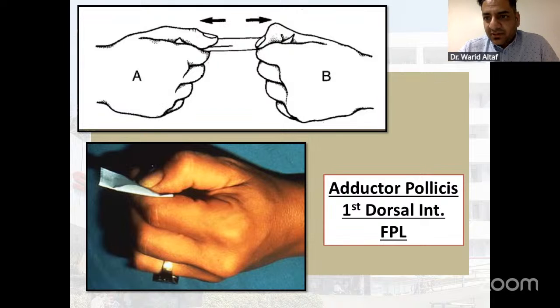So when there is a paralysis of the intrinsics supplied by the ulnar nerve, whenever the patient tries to hold that card or piece of paper or book, he is not able to, and the moment he tries to use his flexor pollicis longus, that is the flexion of the thumb, for that. That is how you get to know that there is an ulnar nerve palsy, and that is known as Froment sign.